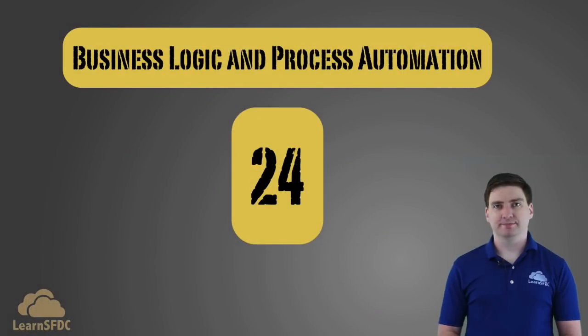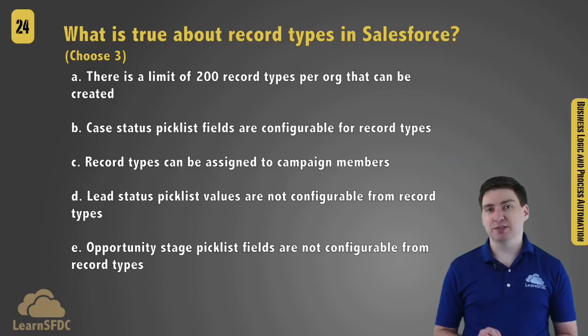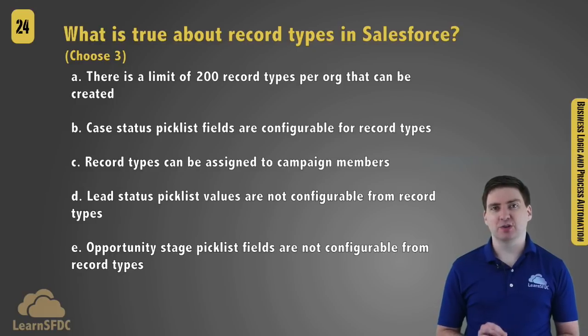Question 24. What is true about record types in Salesforce? A. There's a limit of 200 record types per org that can be created. B. Case status pick list fields are configurable for record types. C. Record types can be assigned to campaign members. D. Lead status pick list values are not configurable from record types. Or E. Opportunity stage pick list fields are not configurable from record types.